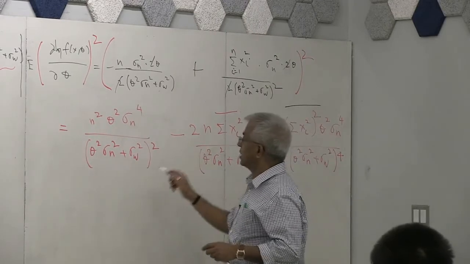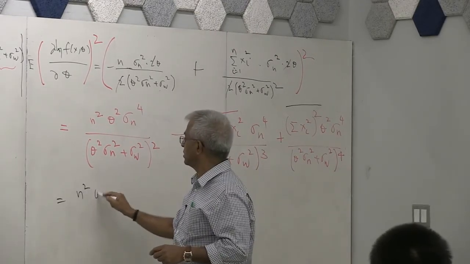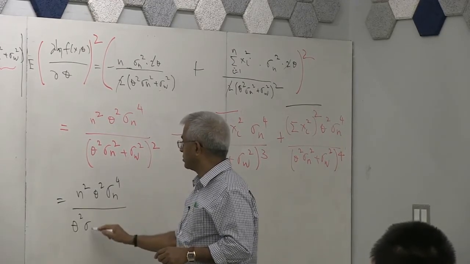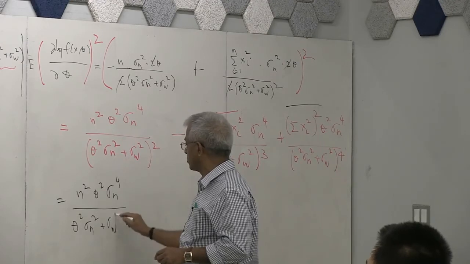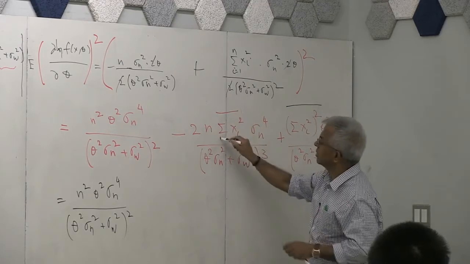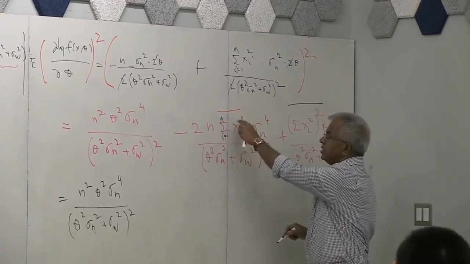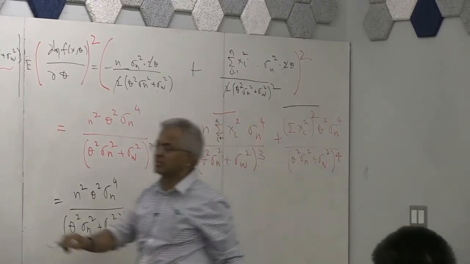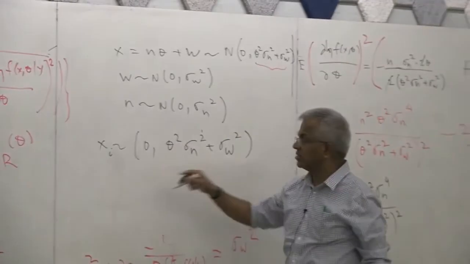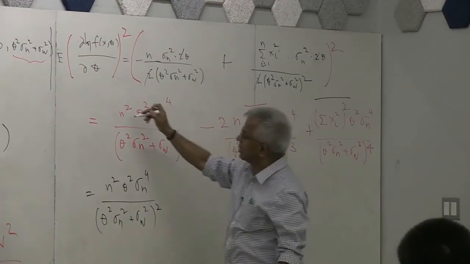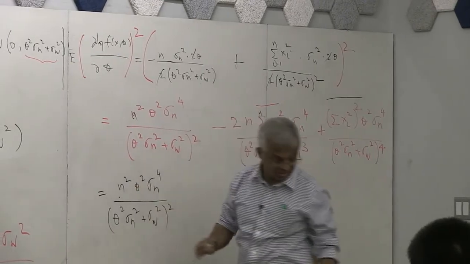All right, so that's easy because n squared, theta squared, sigma n^4 over theta squared, sigma n squared plus sigma w squared, the whole squared. Here you see what is the expected value of this, i equal to 1 through m. Each of them is zero mean. So the expected value of xi squared is, each xi is like this, right? Each xi is like this. So the expected value of xi squared is this quantity. There are m such terms.